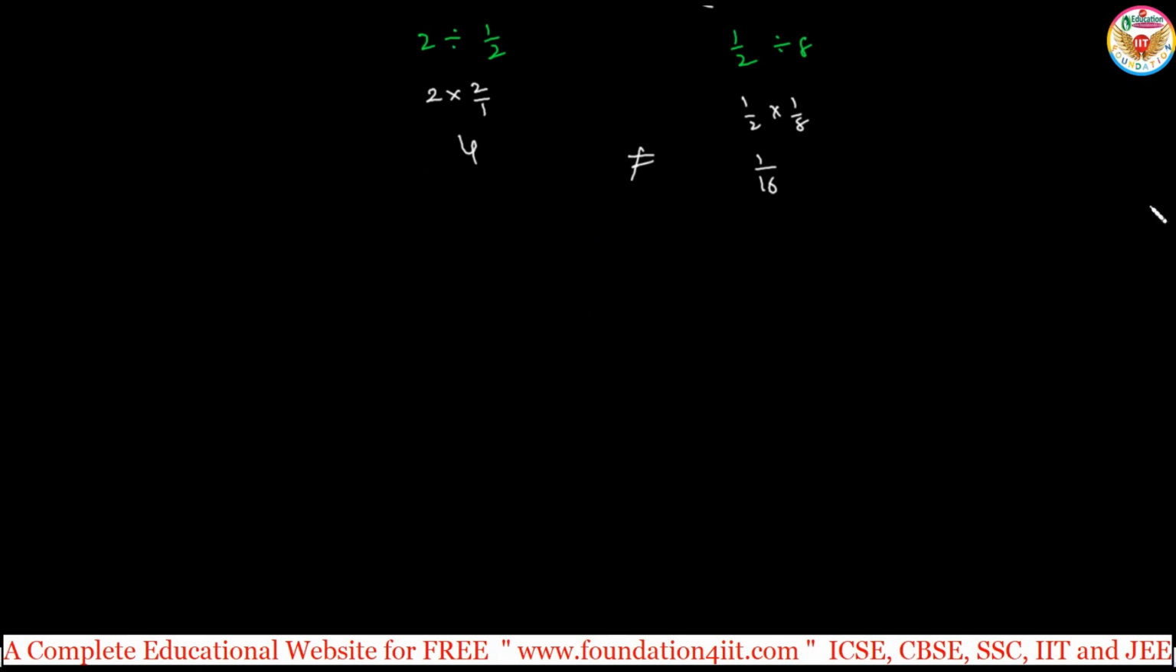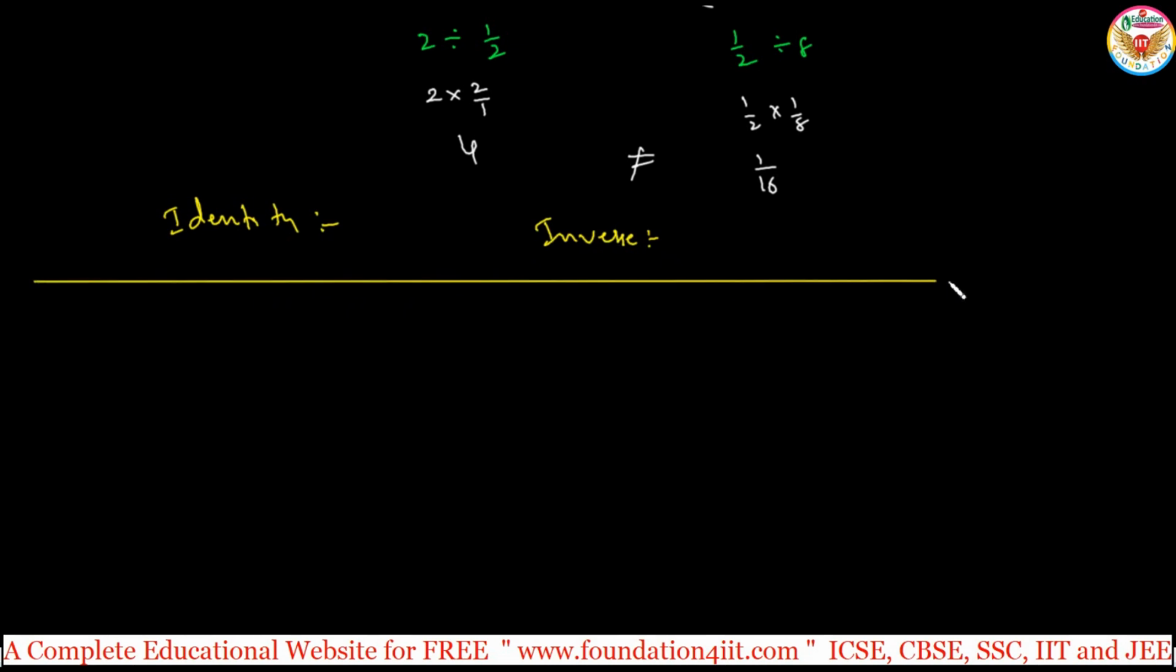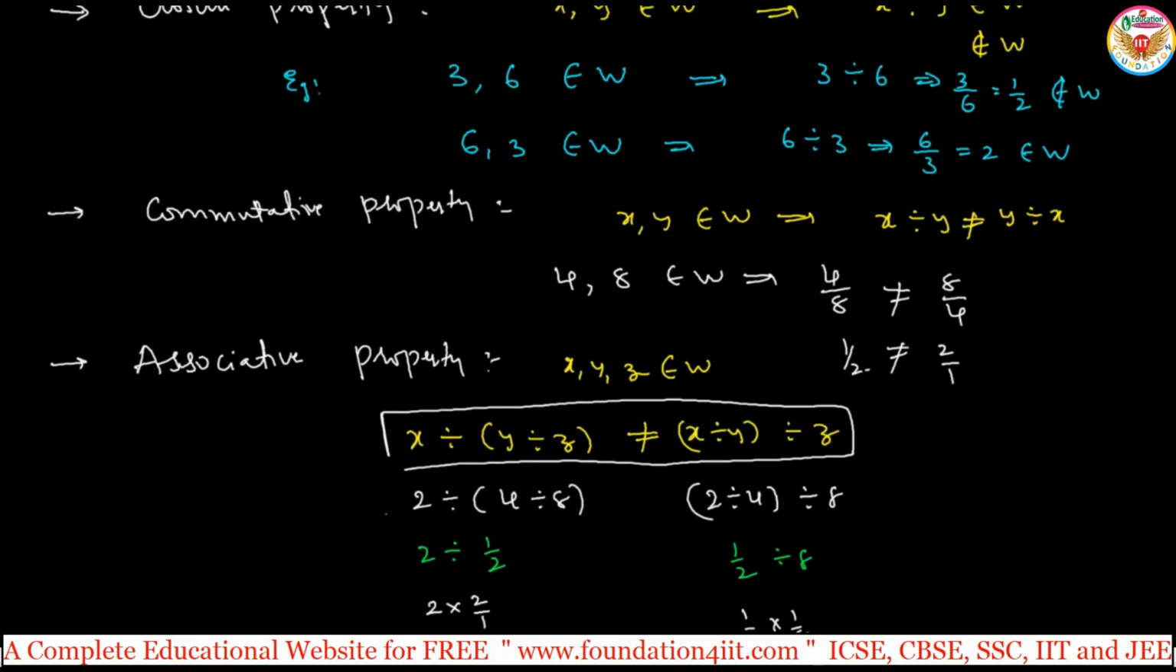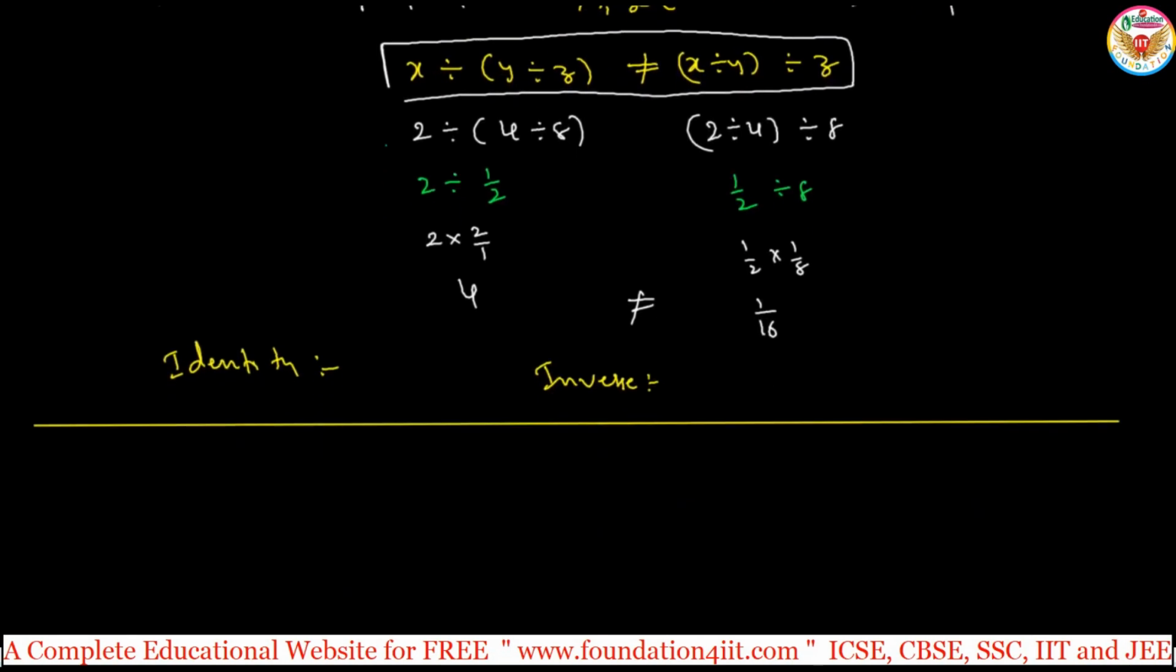Same way, identity and inverse. The identity element for division of whole numbers does not exist. In the same way, the inverse also does not exist, because there is no identity element for division. So finally, for division of whole numbers, closure, commutative and associative properties do not exist, and even identity and inverse do not exist. Now let us see the problems from this.